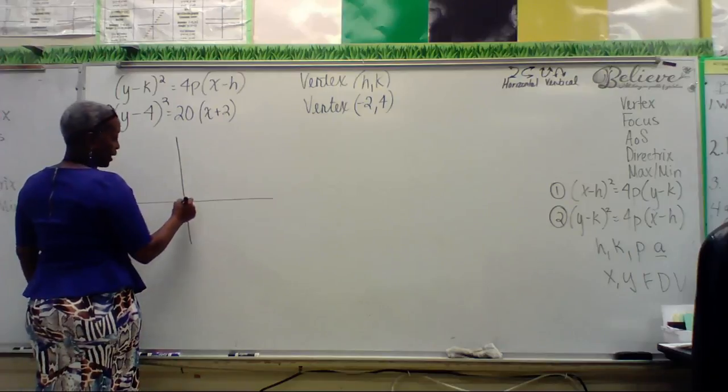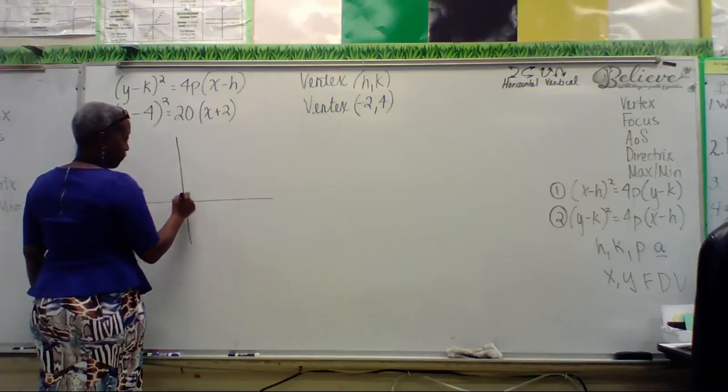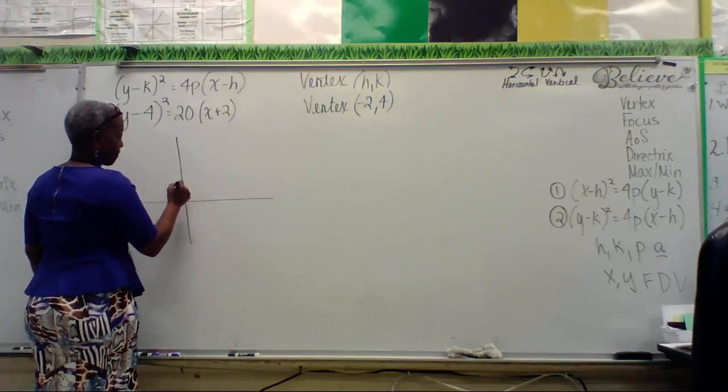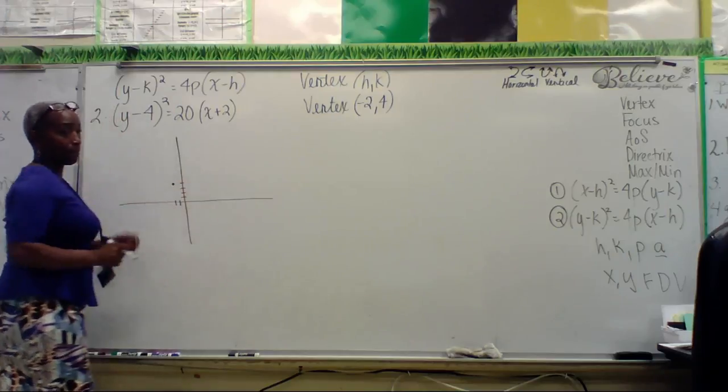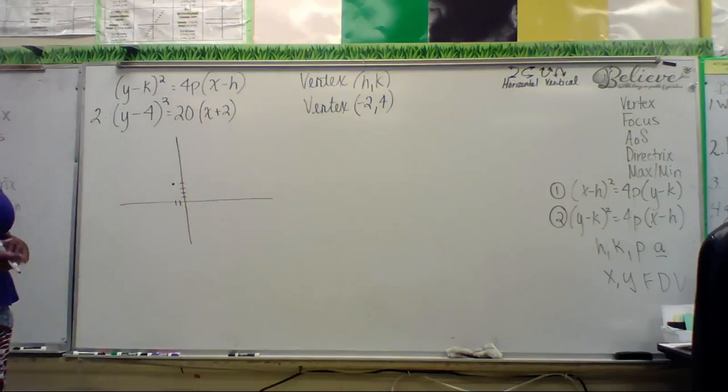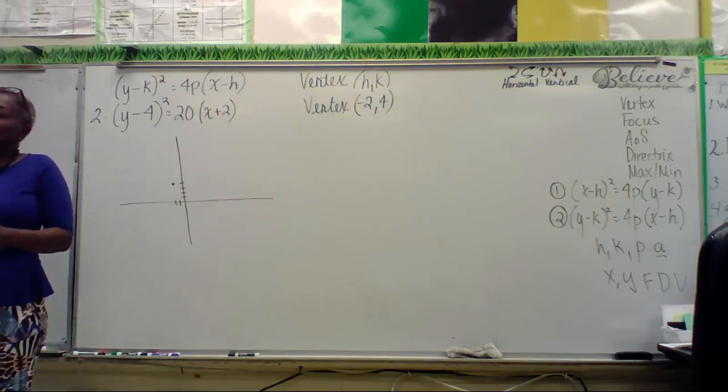So if I go negative 2 on the X and up 4 on the Y, okay, then I have this. Now, I'm at home. I don't know what to do. Where do I go from here?